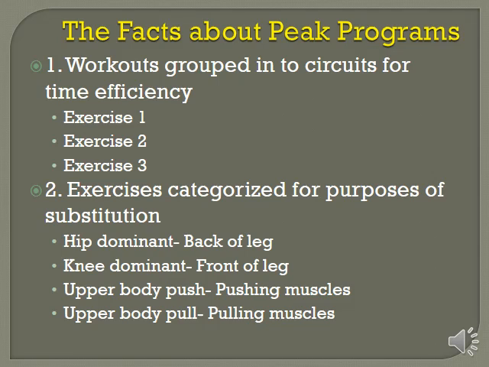The other thing to consider is that when I'm writing programs, we're using exercises in categories for substitution. For example, if we say hip dominance for an exercise, that means something like a deadlift, a kettlebell swing, a bridge, something that involves working the back of the legs. Whereas a knee dominant exercise is going to work the front of the legs. So a squat, a step up, a lunge, that sort of thing, where the knee is the primary hinge.